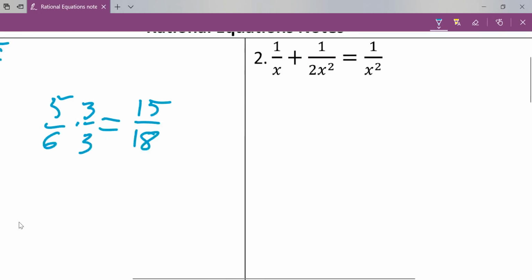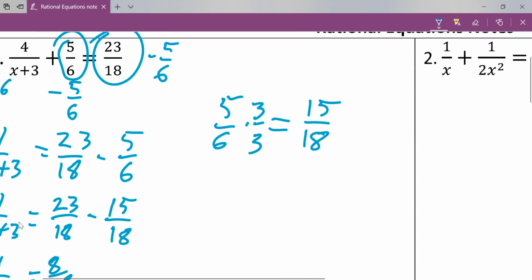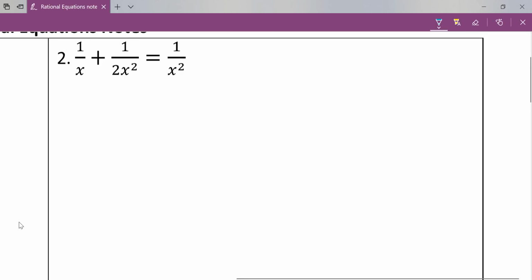So in the last one we just had this x plus 3, but in this one we have an x here, we have an x squared, and we have an x squared. So we're going to want to focus our efforts on eliminating the highest degree term, and if things are tied for the highest degree, then we're going to look at the coefficient.